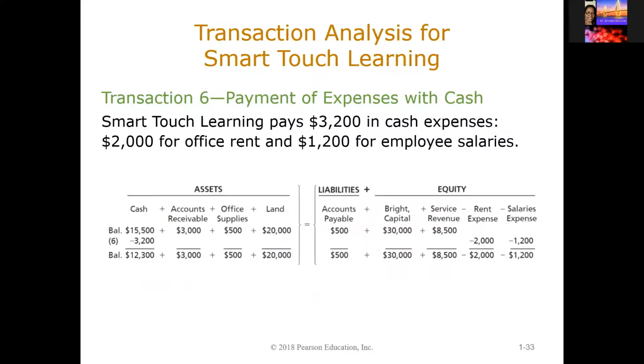Here in transaction 6, payment of expenses with cash. Smart Touch Learning pays $3,200 in cash expenses, $2,000 for office rent, and $1,200 for employee salaries. Each expense is recorded separately and decreases equity. Cash is also decreased. So here you see in this example, the $3,200 where the company pays for expenses.